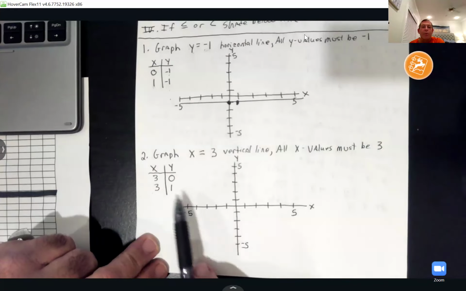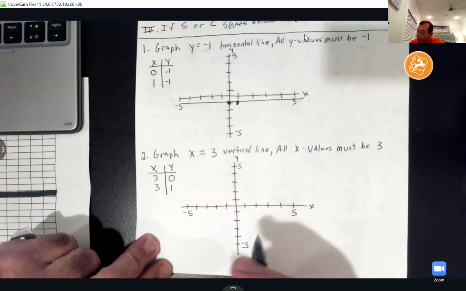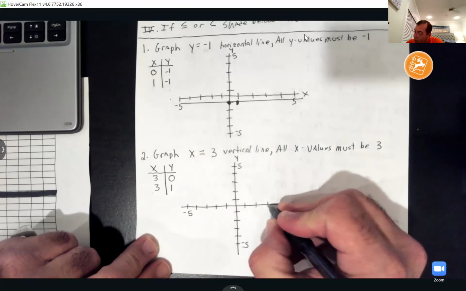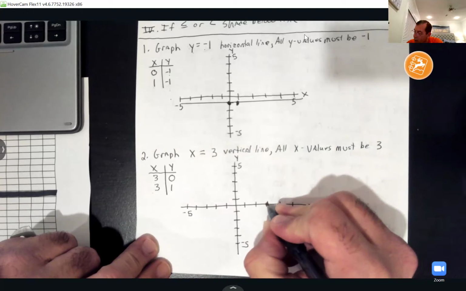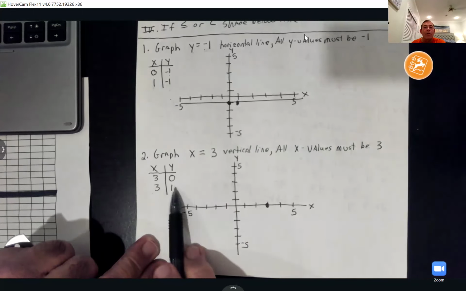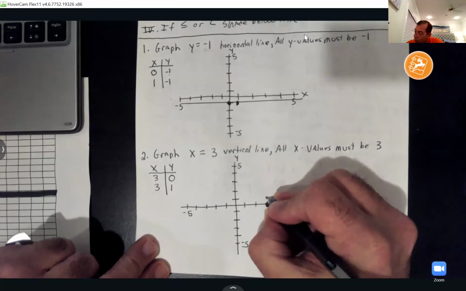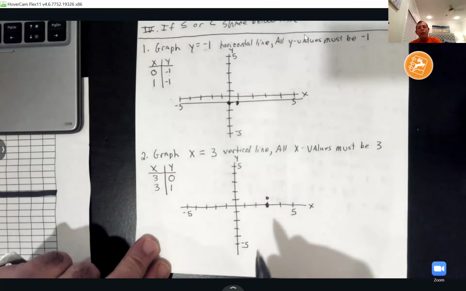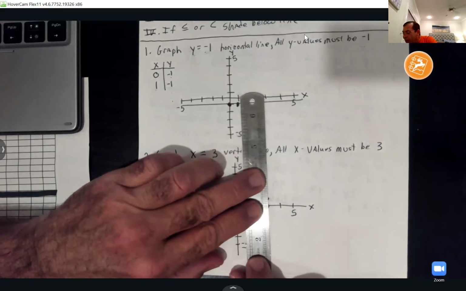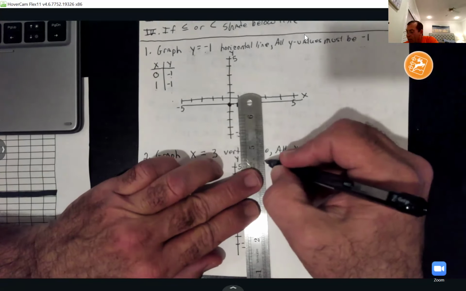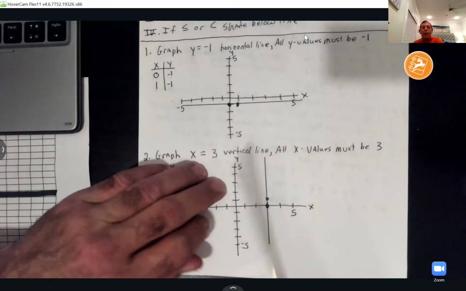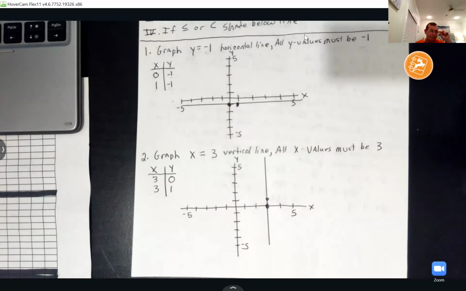All righty, so let's put our points. 3, 0 will be right 3 and 0 for the y. And then I had 3, 1. That'll be right 3, up 1. Once you plot the second point in MATLAB, it's going to come in and draw you a vertical line.